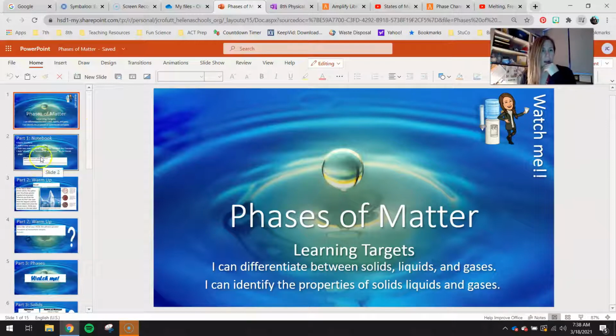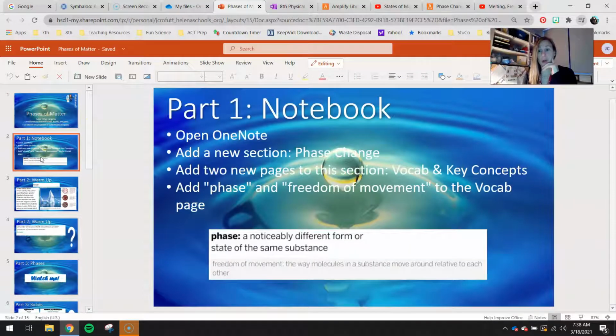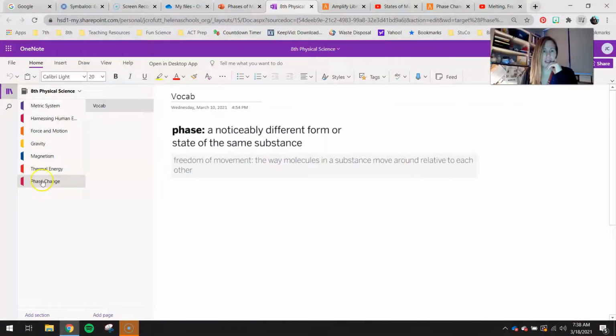Those are the things, or the phases, or the states that we naturally see for all matter. Okay? All right, so very first part, you are going to set up your notebook for this new phase change unit. So open your OneNote and add a new section, phase change. You can see the add section right here. Here's phase change. And then you are going to add 2 pages: vocab and key concept.